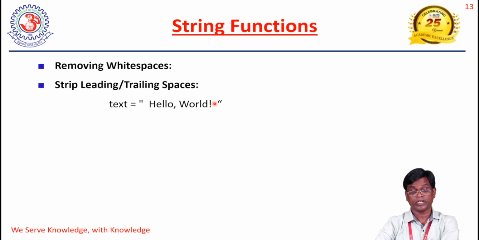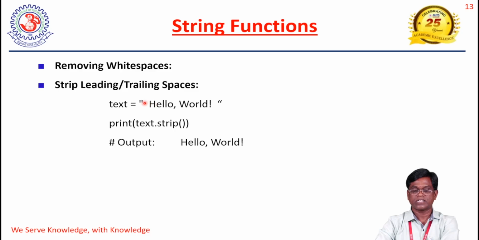Now if I want to remove these particular spaces, I have a function for that. Let us see this here, text.strip(). Now it is going to remove the blank spaces before that particular string and after the string. So the leading white spaces and the trailing spaces can be removed, and it will display only the characters from that particular string.